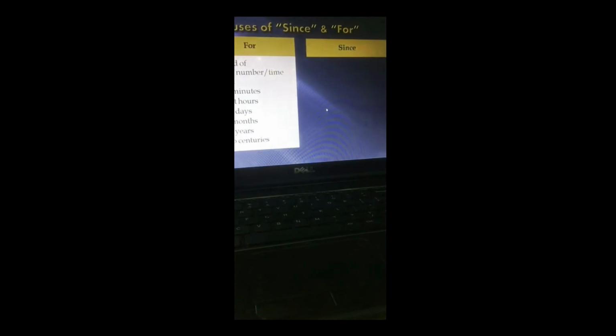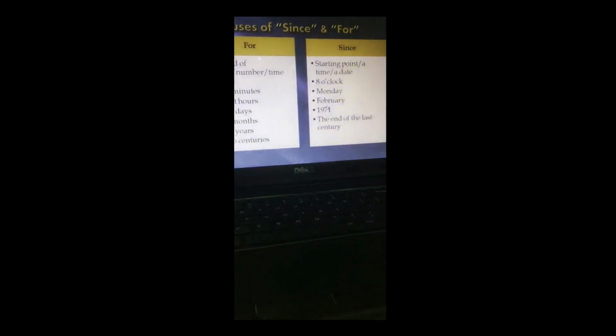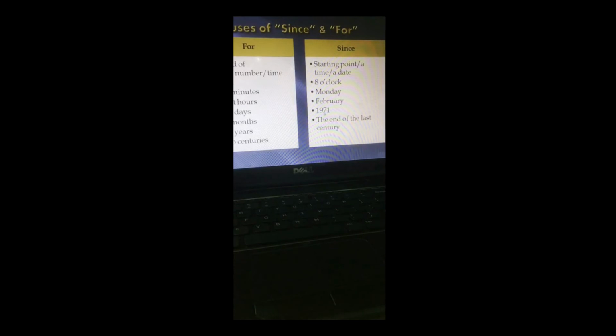So for since, it is a starting point, a time or a date. Starting point, suppose like the end of the last century. A time like 8 o'clock, a date like Monday, February or 1971. So this type of words will be written at the end, and then before that you will write since. Is it clear now? So please keep on practicing at home.